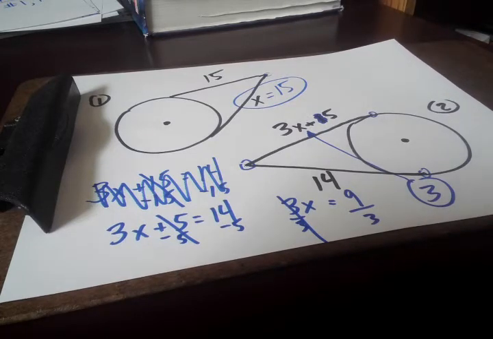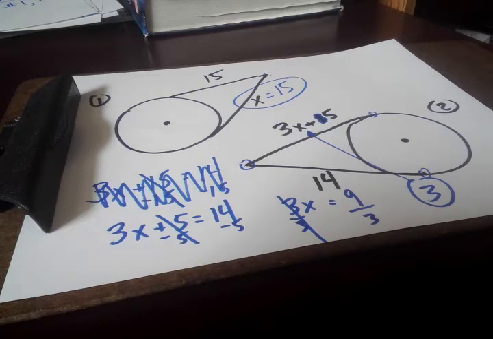Okay. That's all I have for you today. We have a very short video. Sorry for that error on problem 2. But remember that Theorem 11.3 just says that both tangents that intersect are the same. Okay, they're the same length.